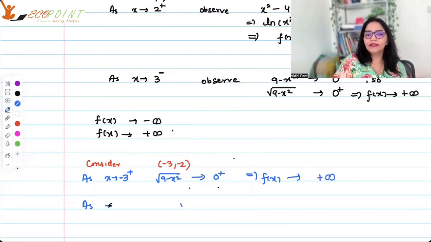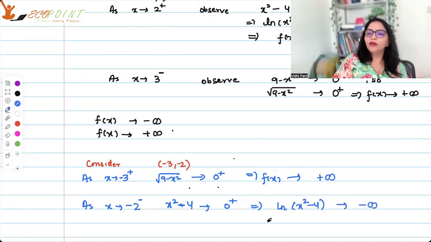And as x is tending towards minus 2 minus, so from the left of minus 2, you can see that x square minus 4 will be tending towards 0 plus, which implies log of x square minus 4 will be tending towards log of 0, which is minus infinity. And automatically, that means that your f(x) will be tending towards minus infinity.